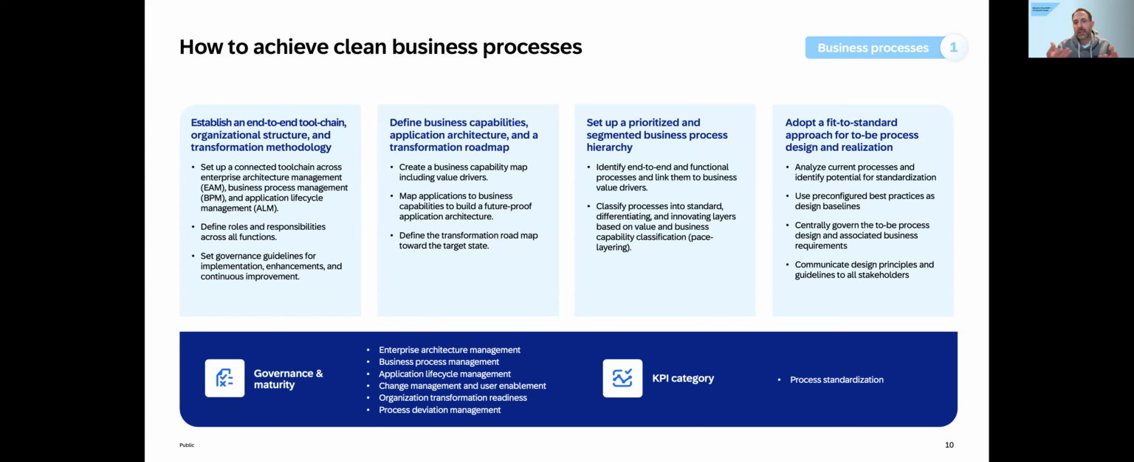For that, you need to have an enterprise architecture. You need to know your business capabilities. You need to know your applications. You need to know the current state and the target state if you're going to evolve this landscape. And you also need to have clear roles and responsibilities. Who owns these business capabilities? Who owns these applications?